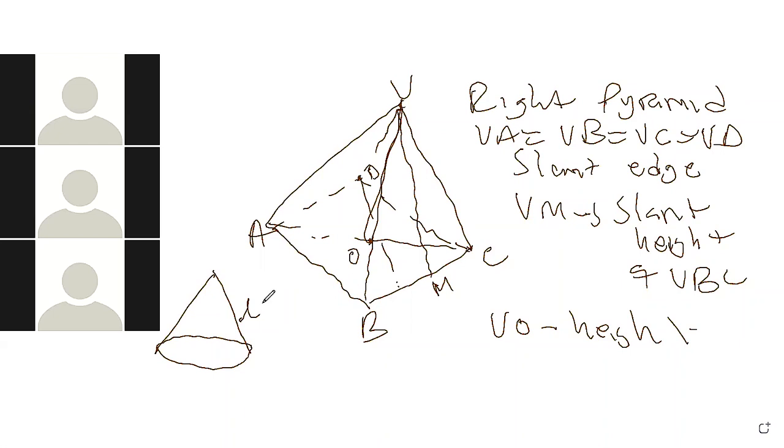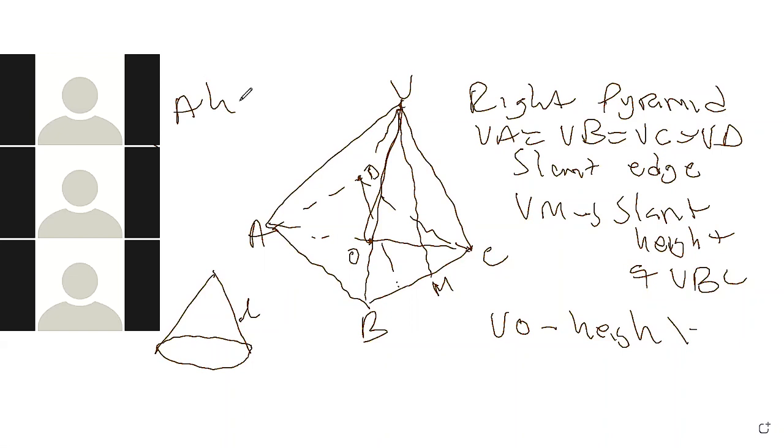The volume uses the area of the base times the height. This height is the height of the pyramid, which is VO. So it's going to be the area of ABCD, then multiplied by VO. Have I answered you?